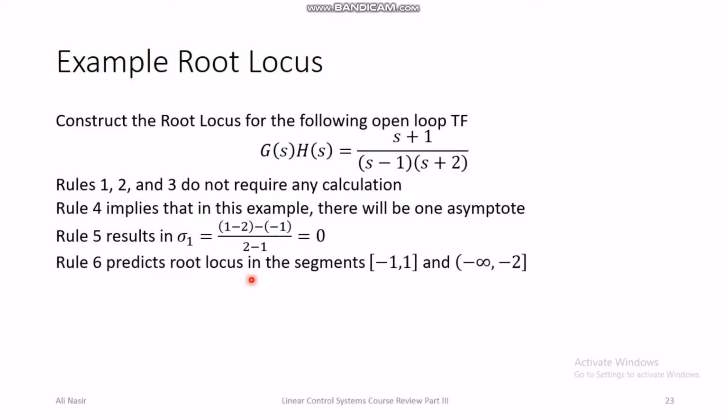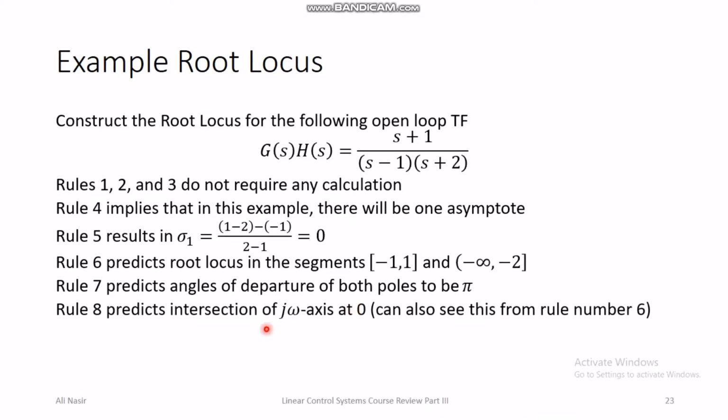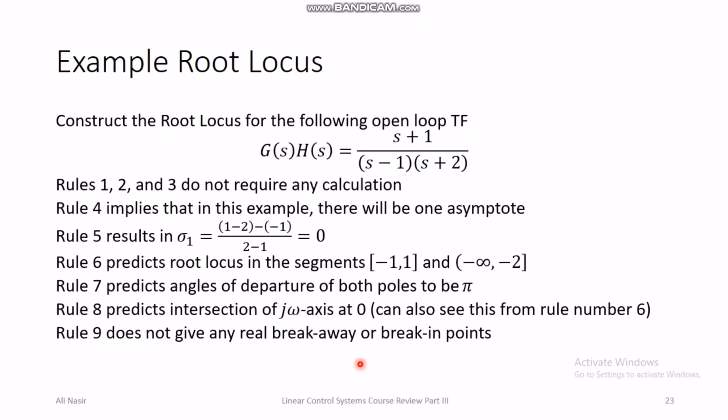Rule number 6 predicts the root locus in the segments minus 1 to 1 and minus infinity to minus 2, because if you look at this segment, to the right of it there is one pole, and to the right of this other segment there are two poles and one zero, which is a total of 3. Rule number 7 predicts the angle of departure of both the poles to be pi, and rule number 8 predicts the j omega axis intersection to be at 0. Rule number 9 does not give any real breakaway or break-in points, because in this example there are none.